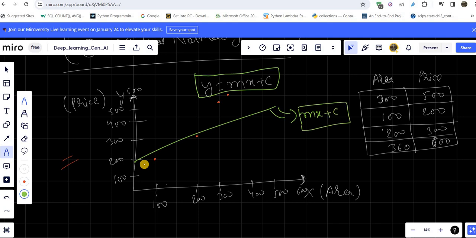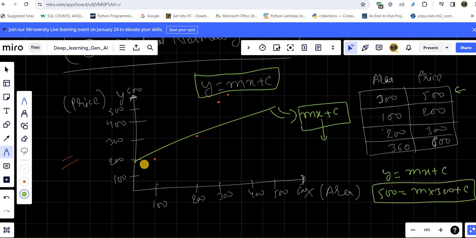Now here you need to understand what is the x. X is this value. So if I am writing y equal to mx plus c, so y is what? Your price. So let's write it for the first record. So 500 equal to, I don't know m, and the x I know 300, m into 300 plus c. This is how the first equation looks, and the same you can replicate for the second record, third record, and the fourth record, right?